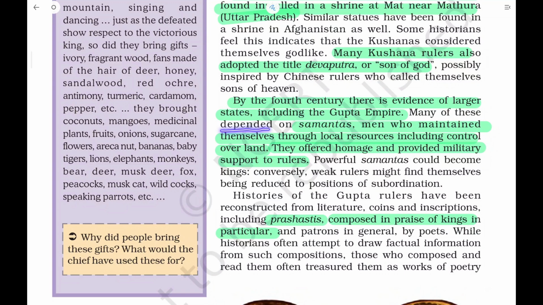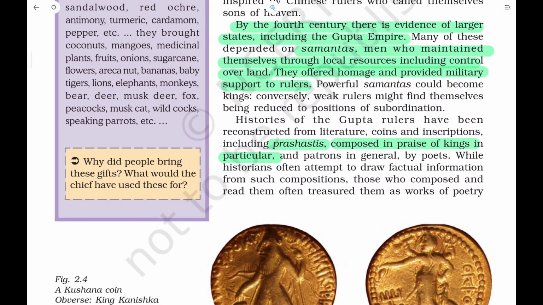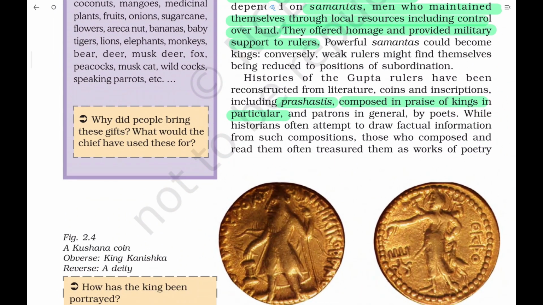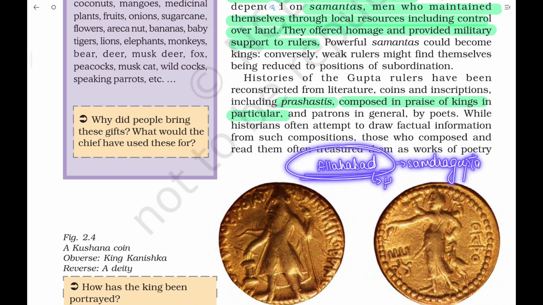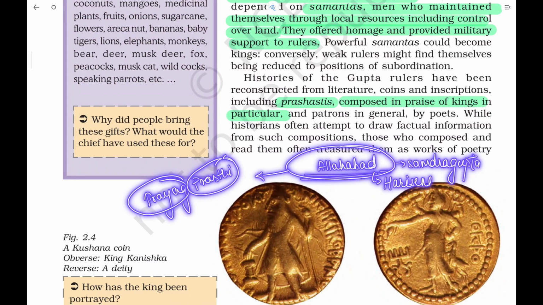Now, many of them depended on the Samantas, men who maintained themselves through local resources, including control over land. They offered homage and provided military support to the rulers. Okay. Now, the best example of an Indian king having a divine title is seen in the Allahabad inscription. This Allahabad inscription belongs to Samudragupta, and it was written by his court poet Harisena. It is also known as Prayag Prasasti. Prayag means Allahabad, and Prasasti means an account of their leader.